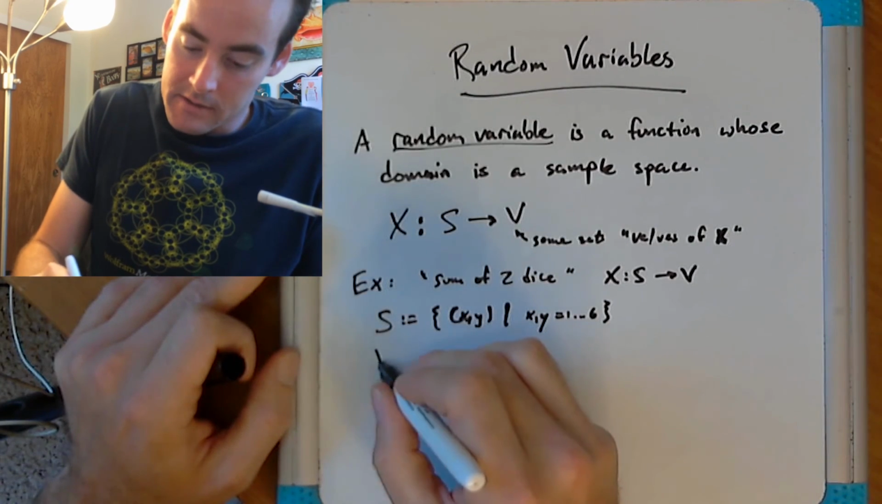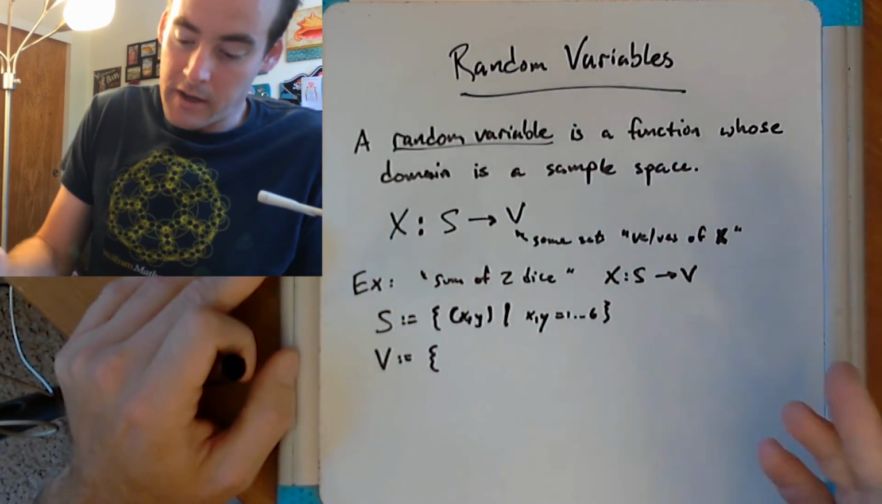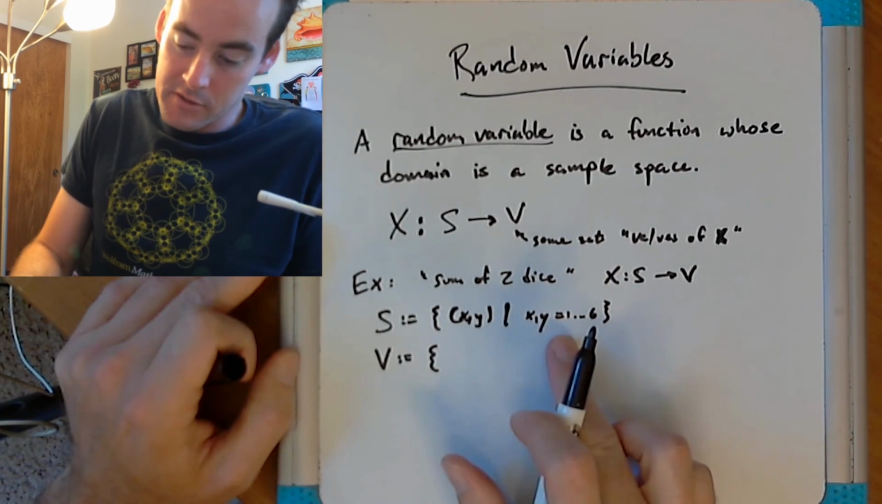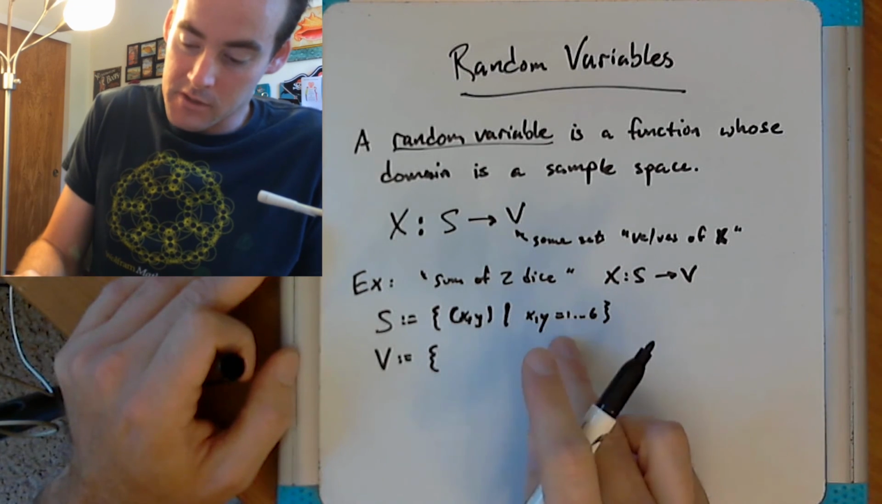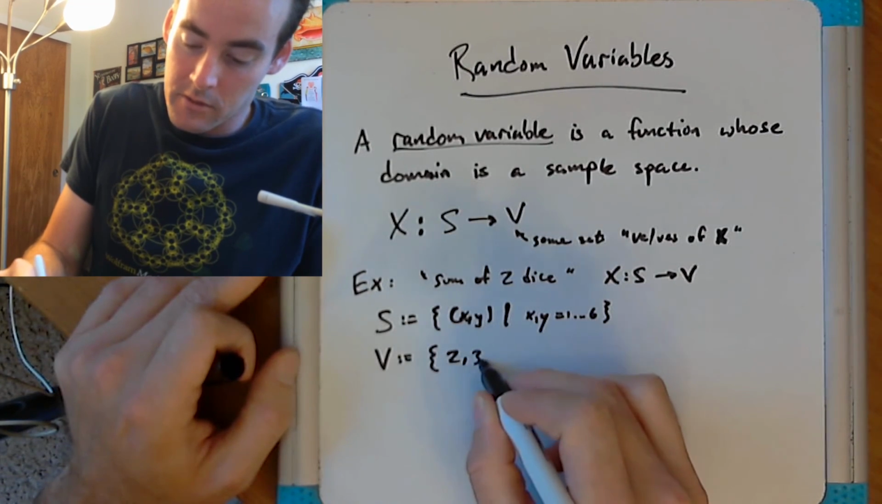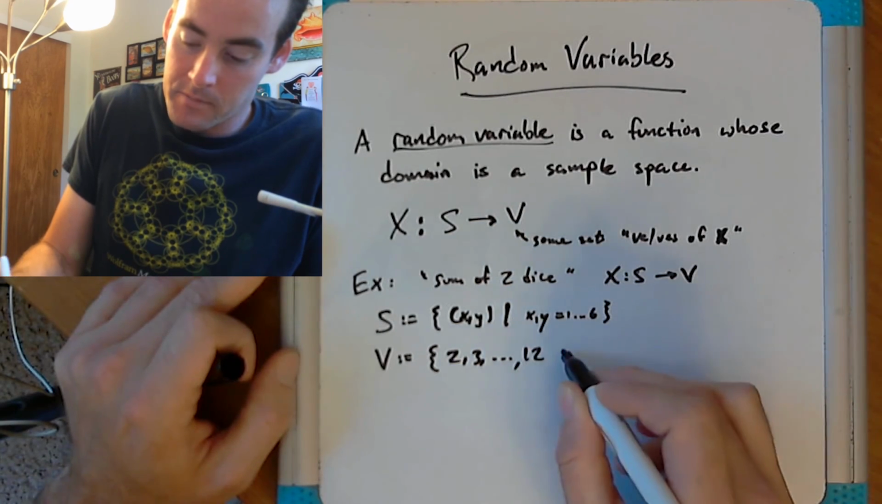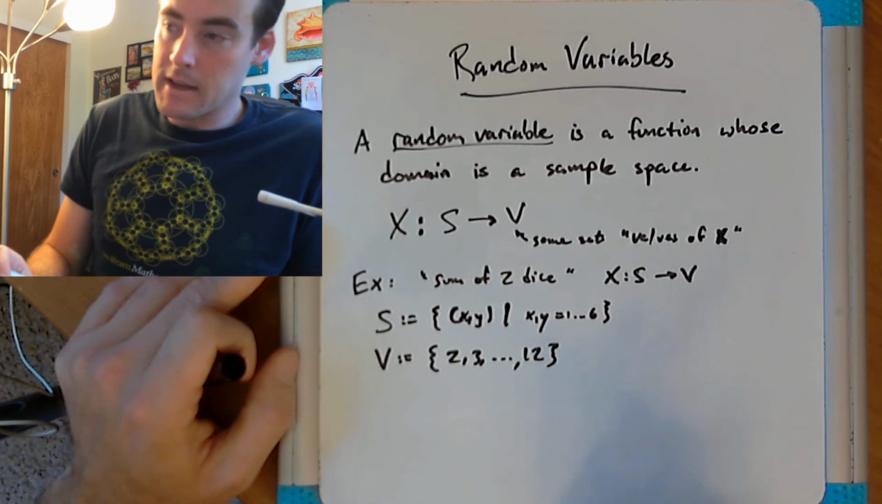And the set of values that X can take, well, the sum of dice goes from 2 to 12. So the smallest thing you could have is they're both 1, and the biggest thing is that they're both 6. So the sum of 1 and 1 is 2, the sum of 6 and 6 is 12, and so this is just 2, 3, and so on, to 12. This is the set of values that this random variable, the sum of two dice, can take.